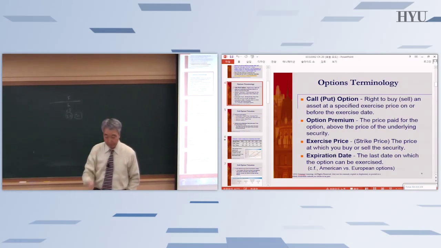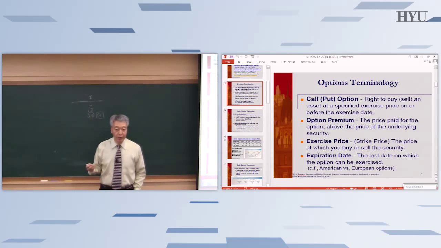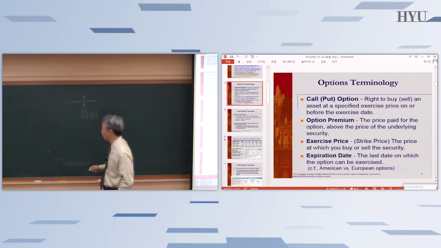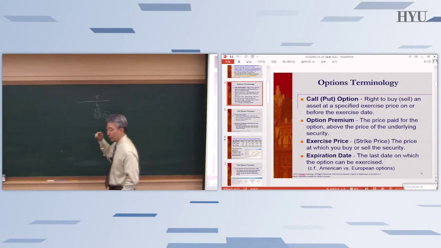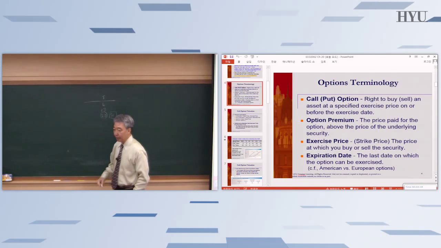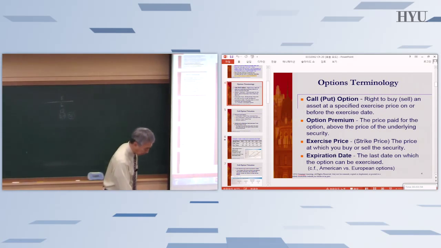So typically we say GE $40 November option. That means the strike price is $40. And this is, of course, the option on GE stock. And if it's a November option, the expiration day is November 21st. That's the Saturday following the third Friday. That's how it works.